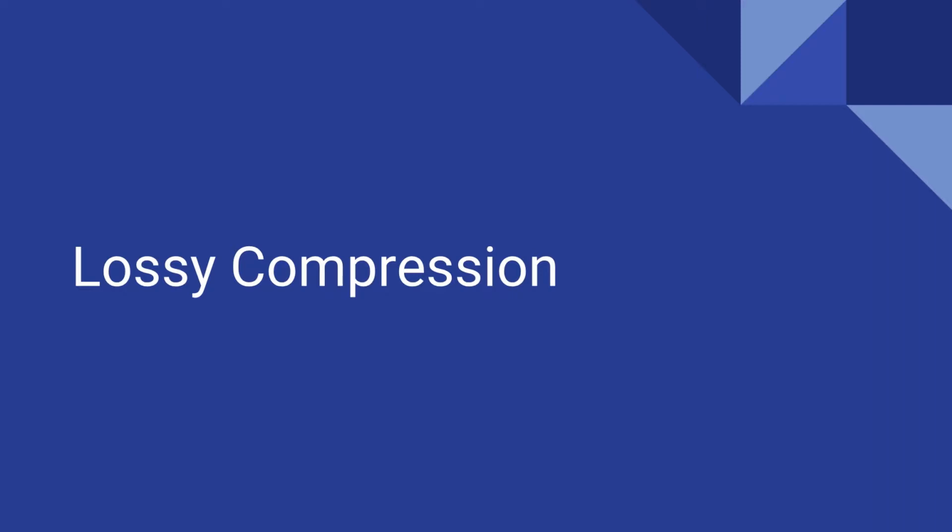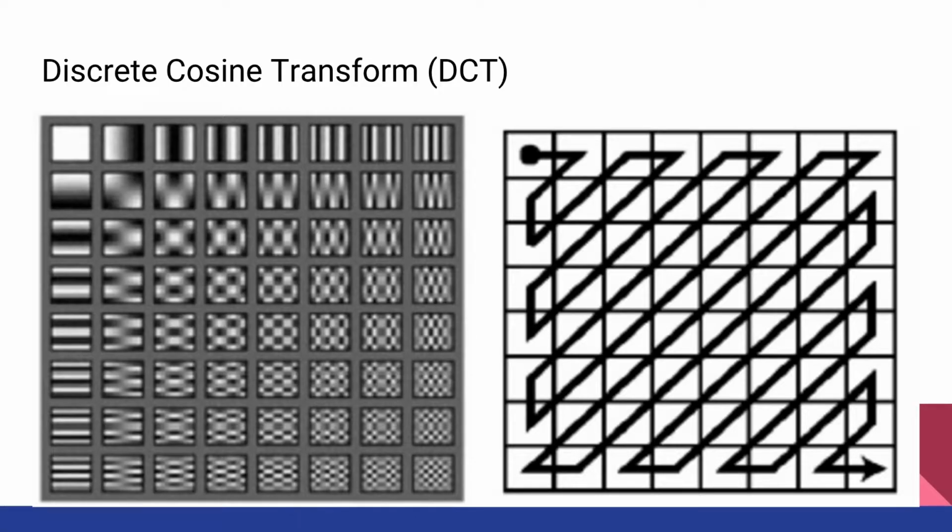First, let's look at the strategies in lossy compression. A discrete cosine transform, aka DCT, is used to convert data into a summation of a series of cosine waves oscillating at different frequencies. Also, this algorithm is highly scalable.